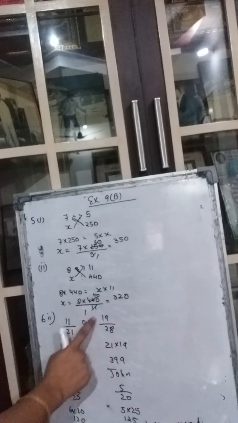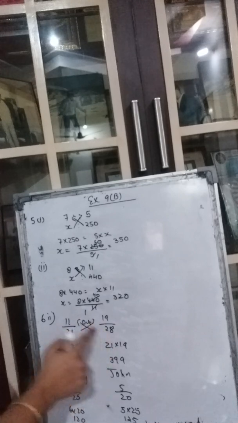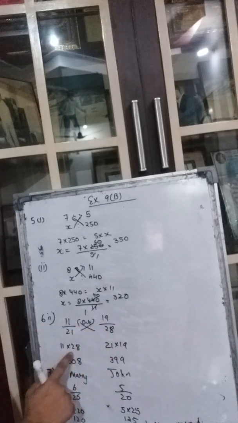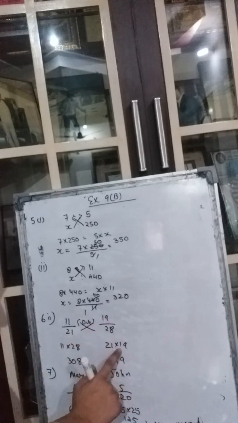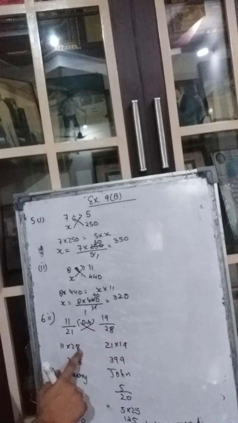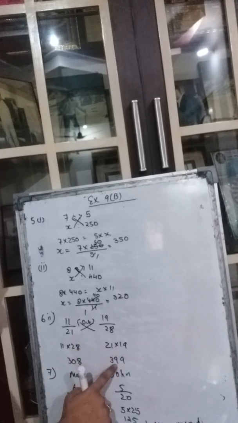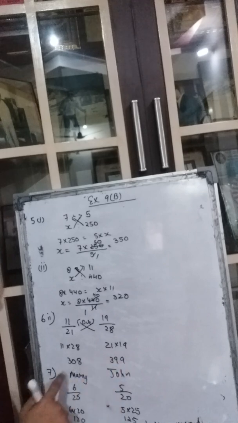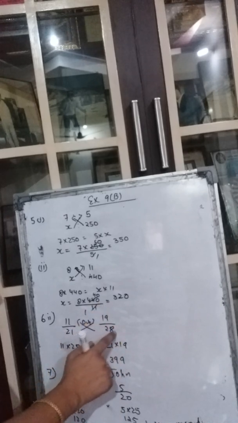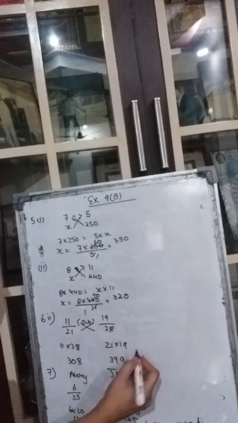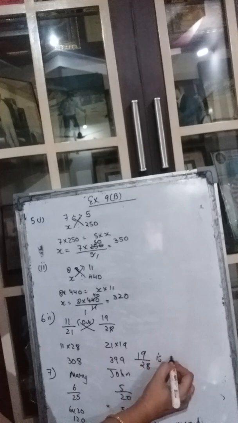Okay. Do the cross multiplication. When we do the cross multiplication, this 28 will come here, 11 into 28. And what will go this side? 21 into 19. Right? Do the multiplication. This gives you 308 and this gives you 399. Which one is greater? This one is greater. This is under which ratio? 19 upon 28. So this 19 upon 28 is greater.